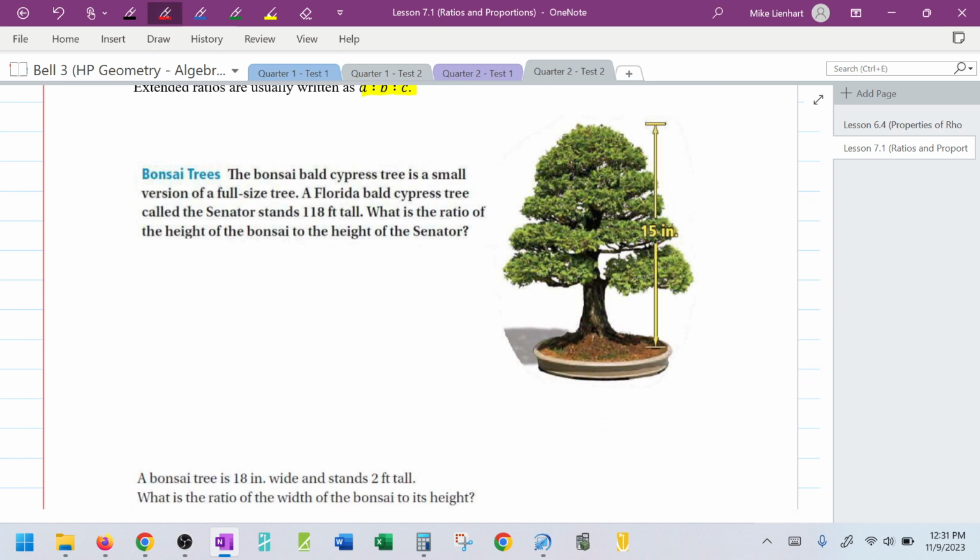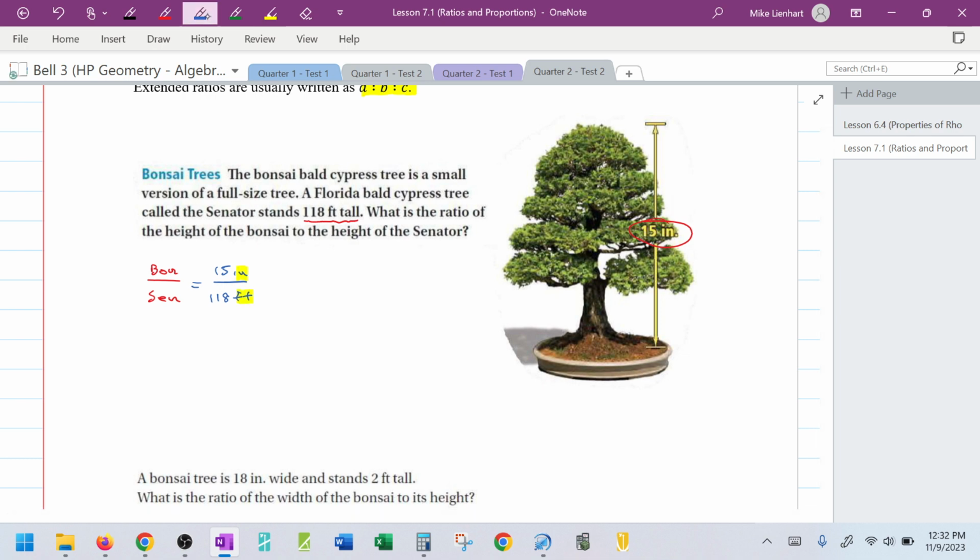I notice that I have a measurement of the bonsai tree at 15 inches and a Florida bald cypress tree called the Senator is 118 feet tall. They want a ratio of the height of the bonsai, I'm going to abbreviate BON, to the Senator. So I know that the bonsai tree is 15 inches, and I know that the Senator is 118 feet tall. We have a problem. Our units are not the same.